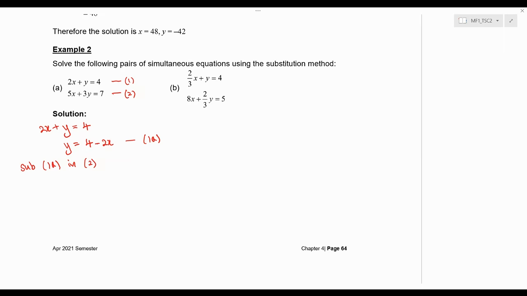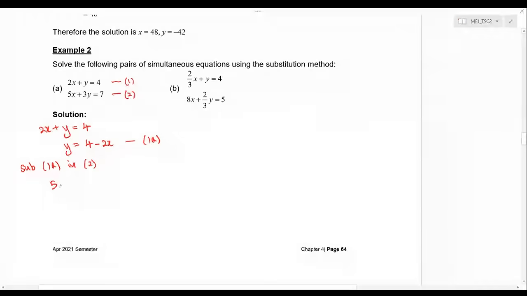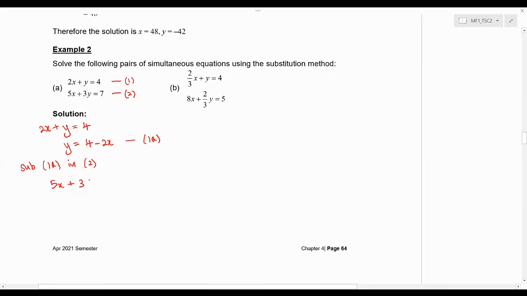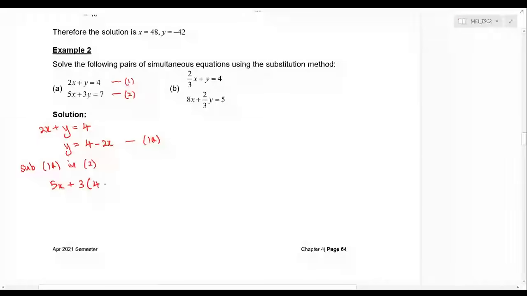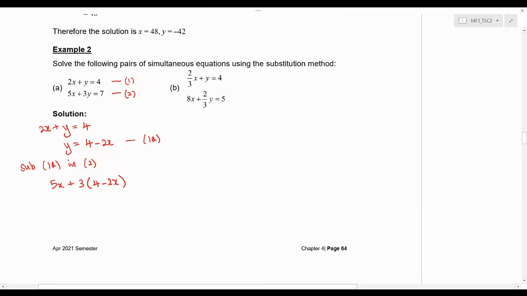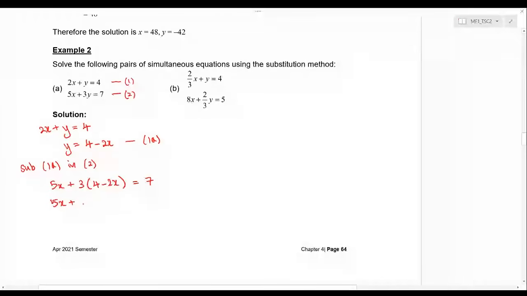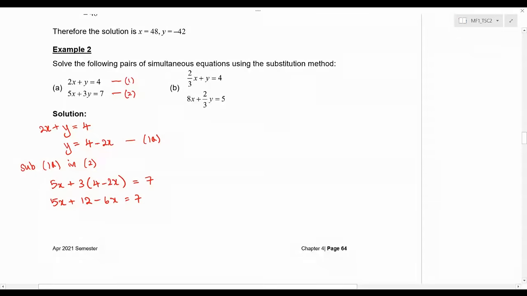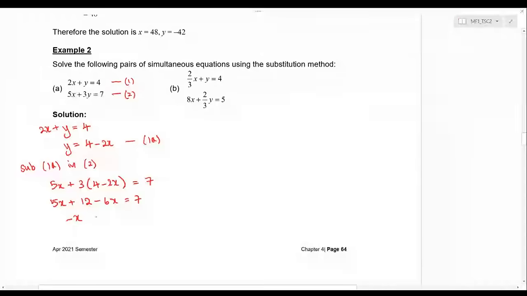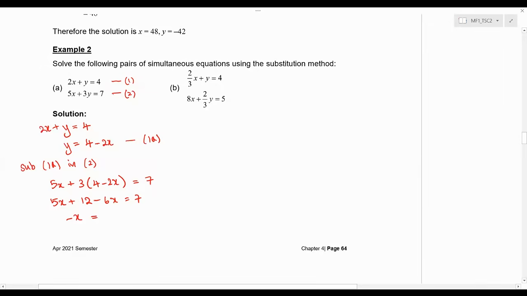Okay, so I'll put 1a inside equation 2, and this will be 5x plus 3. Instead of y, it is now 4 minus 2x. Then this will be equal to 7. Okay, I'm going to simplify the entire thing. Expand the brackets. 12, 6x, 7. 5x minus x minus 6x will be negative x, right? And the other side would be 7.